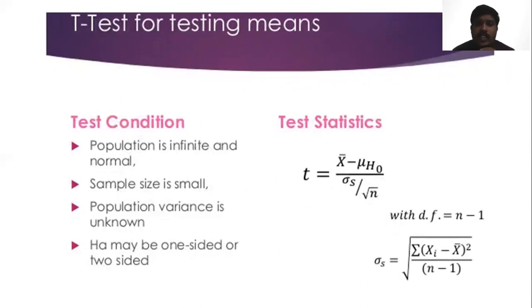The next one is known as the T test. For the T test, the population is infinite and normal, but the sample size should be very small. But for the Z test, you can take a larger sample also. Here for the T test, the sample size is small and the population variance is unknown, whereas for the Z test, the population variance should be known. So instead of sigma p, we use sigma s, the sample standard deviation, and it can be calculated using the normal standard deviation formula.